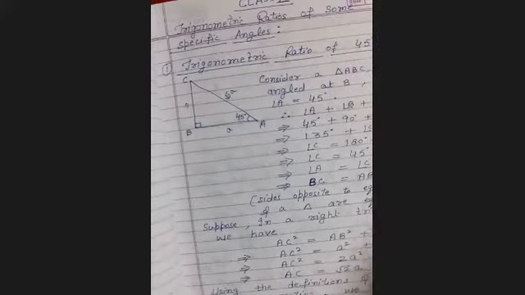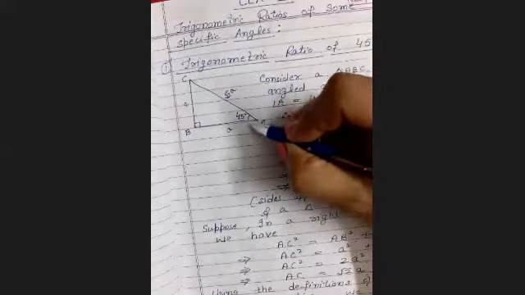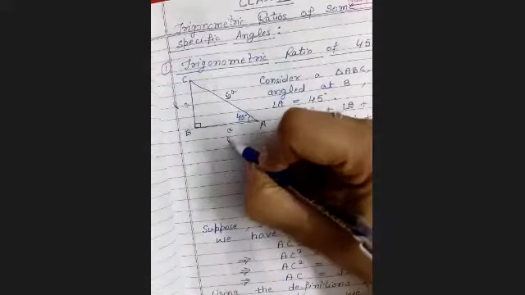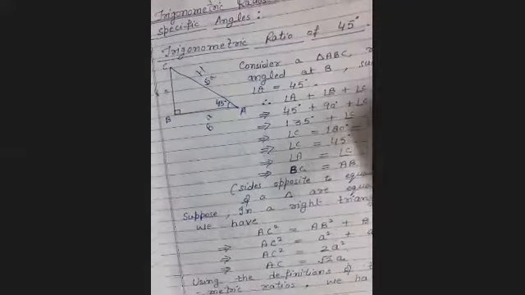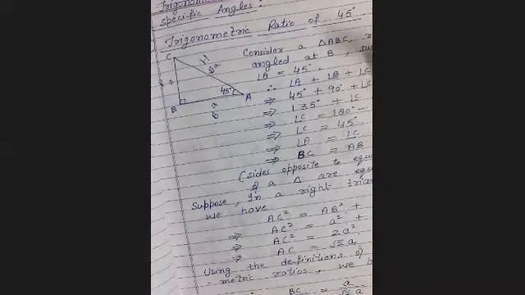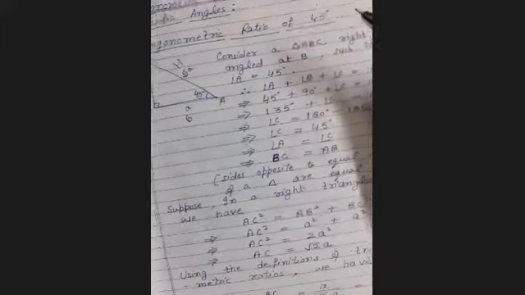Now we have to find sine 45 degrees. If we take this angle as 45 degrees, then this will be the perpendicular, this will be the base, and this will be the hypotenuse. Therefore, sine 45 will be BC upon AC, and BC is a, AC is root 2 a, a and a cancel. Therefore, it becomes 1 by root 2. This is called the value of sine 45.